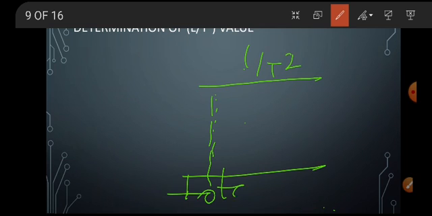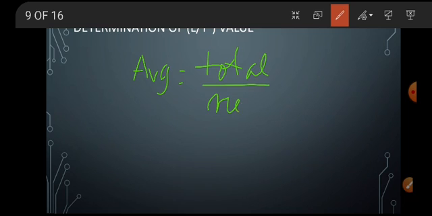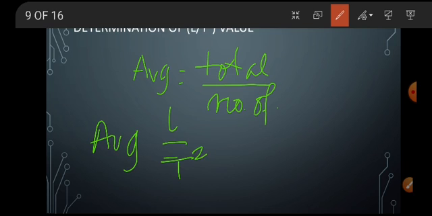And you will get L by T square values from the table. So now you take 1, 2, 3, and so on. You take the total value, add it, and from this take the average of that total by the number of terms. So you will get the average L by T square value.